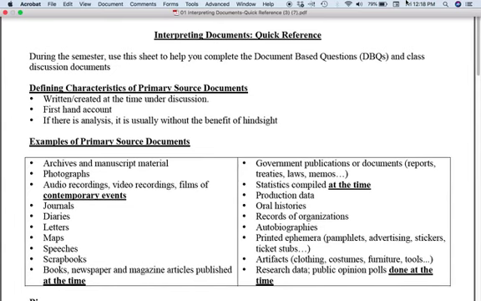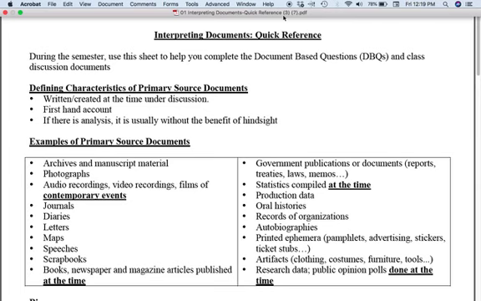This is a short lecture about interpreting historical sources, specifically primary and secondary sources, as well as bias. Throughout this course, you will be asked to review and analyze primary and secondary sources. So I wanted you to have at least a basic understanding of the distinction between the two.